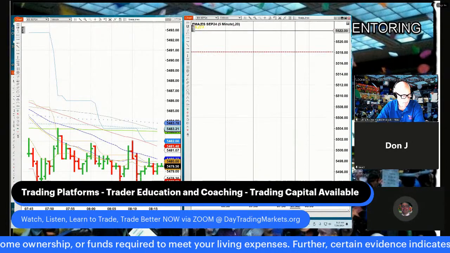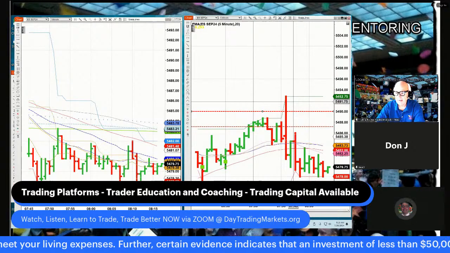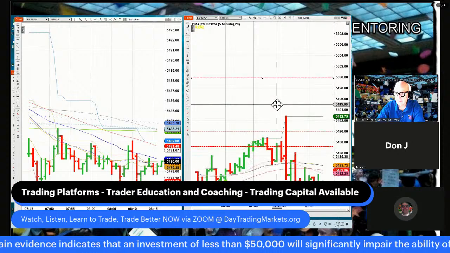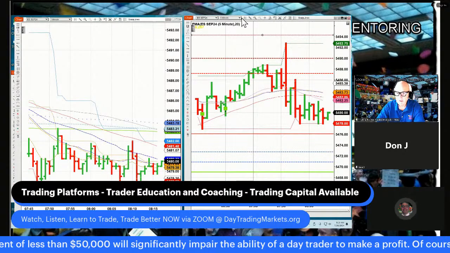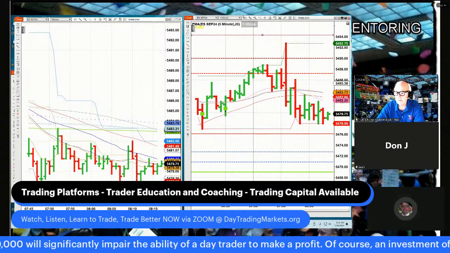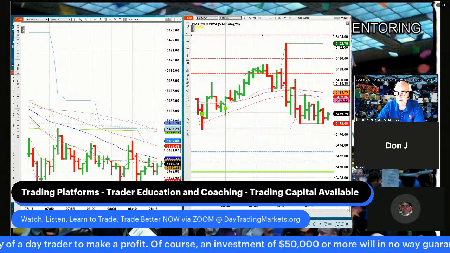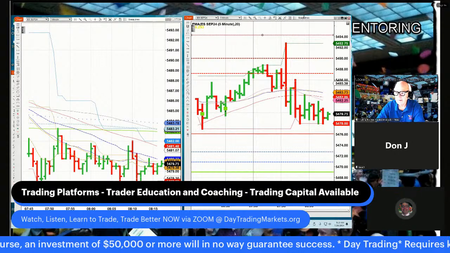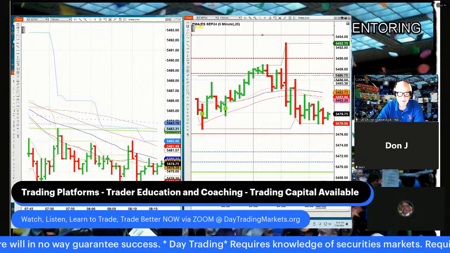We teach trading fundamentals, price action trading. We start traders out in simulation mode and then call it game mode. And then we move on to trading real capital, whether it's your capital in your own trading account or you are interested in trading somebody else's capital. We have that opportunity for you.